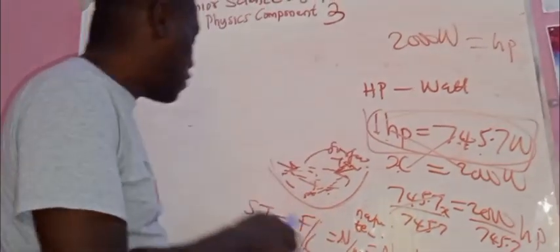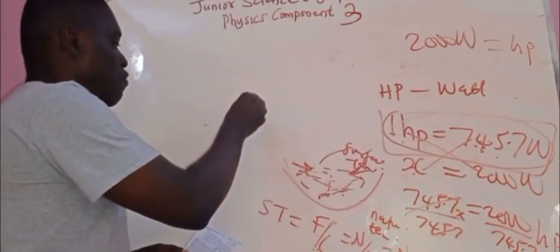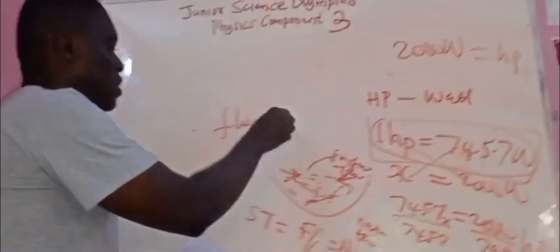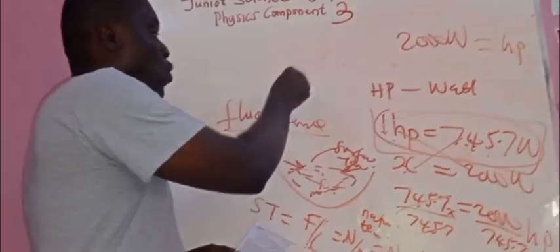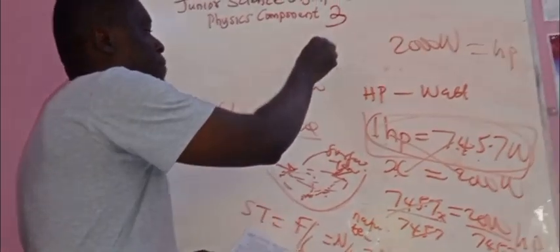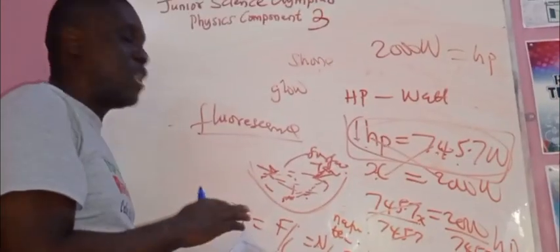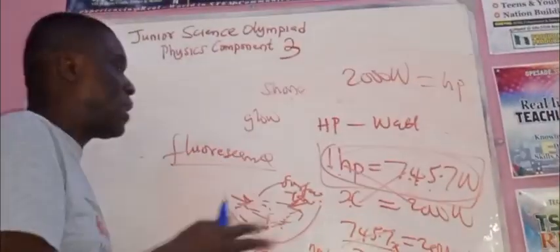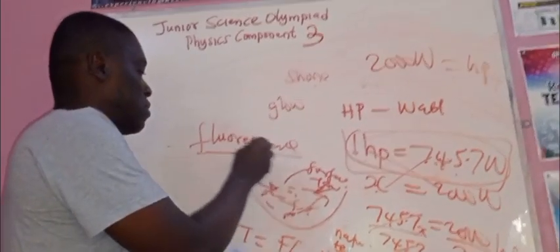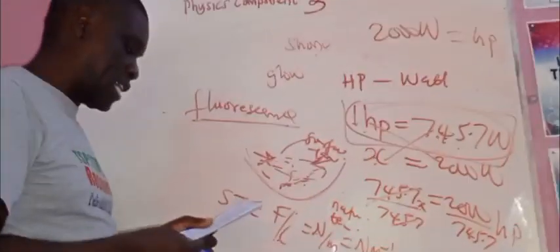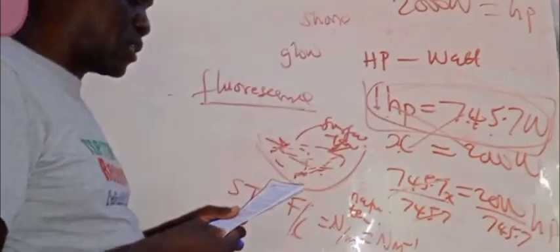Again, fluorescence. What do you mean by fluorescence? There are some materials that glow when light is shone on them. They generate light, they glow when light is shone on them. That phenomenon is called fluorescence. Take note of that, they can ask you.